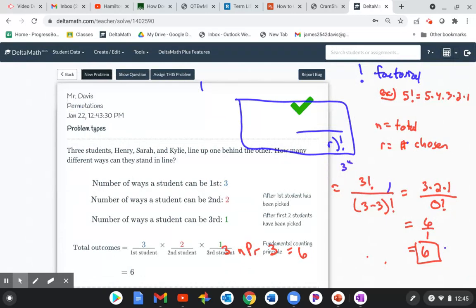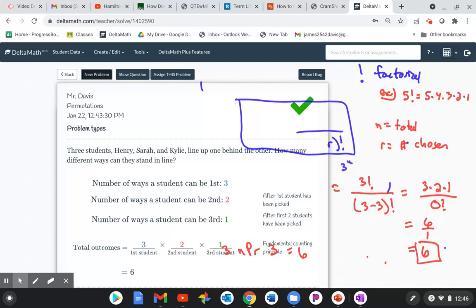And the way that you can think of this is, let's say Henry is choosing first. Henry has 3 spots he can choose from, right? He can be first, he can be in the middle, or he can be last. So Henry chooses his place. Then how many does Sarah have left over to choose from? Let's say he chooses the front. Then she only has 2 left to choose from, so she can choose middle or back. She chooses her place. And then Kylie only has 1 place to choose from, just whatever's left over.